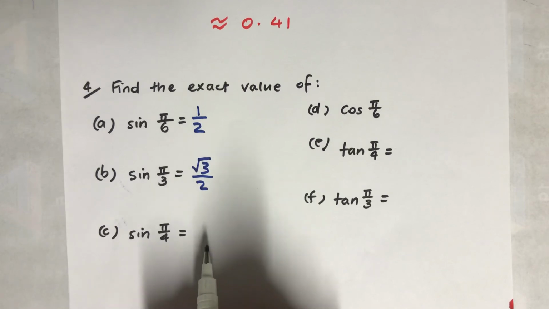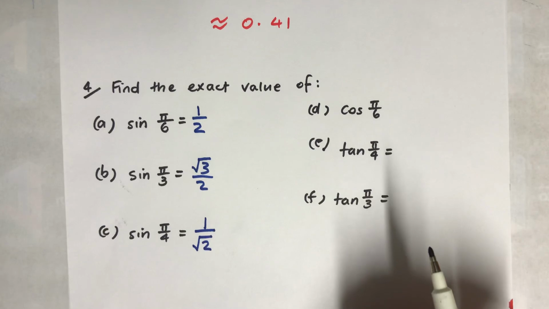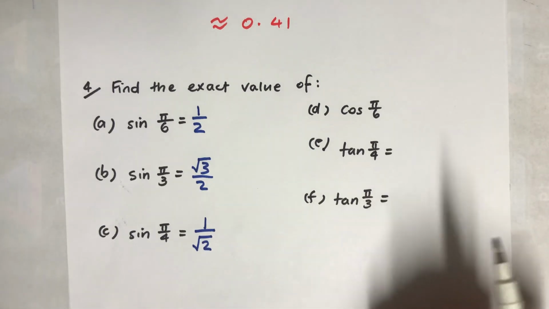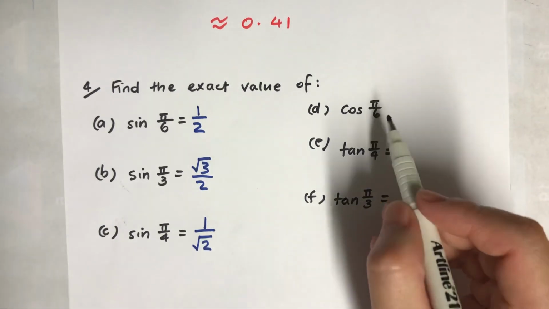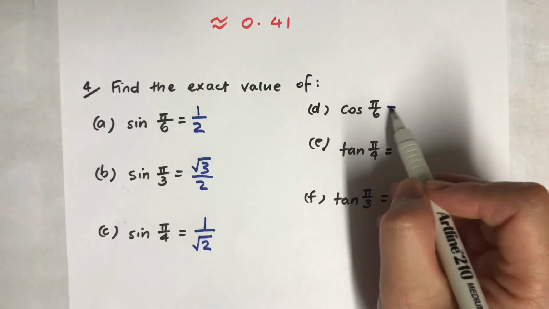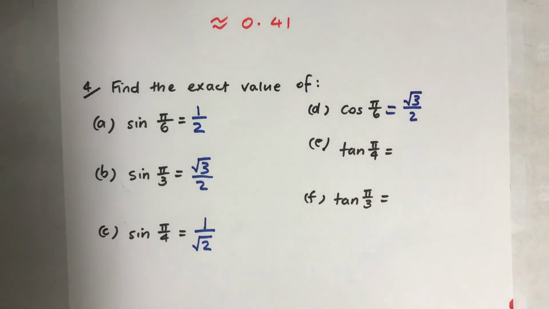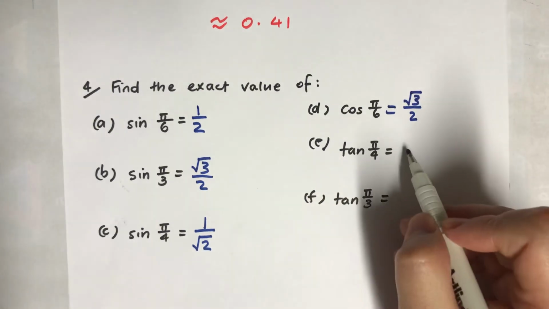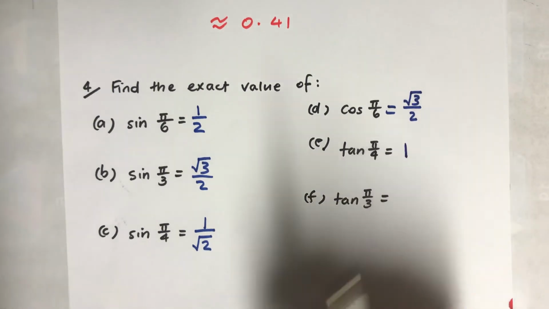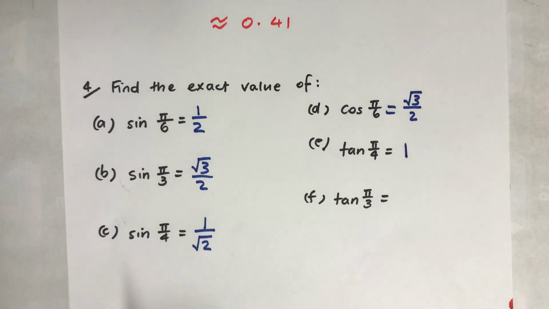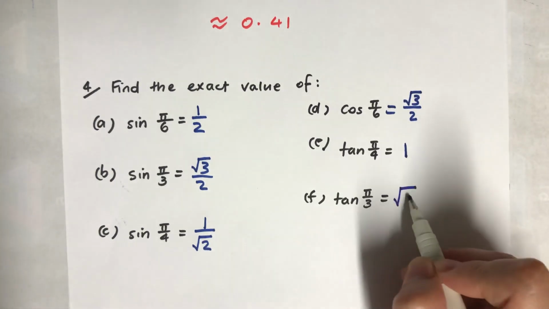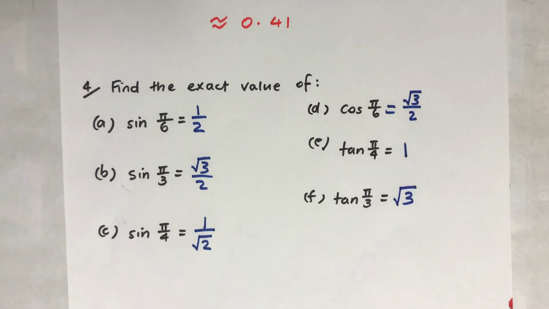Sine pi over 4, sine 45, is 1 over root 2, or you can do root 2 over 2. It's up to you. Cos pi over 6 is cos 30, which is root 3 over 2. And tan 45 is, well, pi over 4 is 45, so it's 1. Tan pi over 3 is what? Tan 60, which is bigger, root 3. So that's what it is. Okay, well done, people.